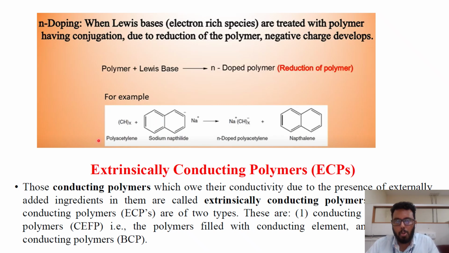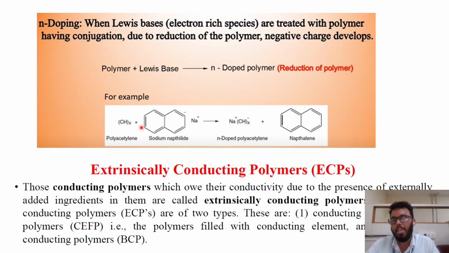Let's take polyacetylene again, (CH)x, plus sodium naphthalenide, so you are having a negative electron. It is a sodium salt, so Na+ and the naphthalene anion are here. This Na+ will combine with the polymer and it will add one electron. Na+ (CH)x- salt will be formed, the N-doped polyacetylene. So basically we are introducing electrons. And here you will get the neutral molecule naphthalene again. So this is how the N-doping happens.